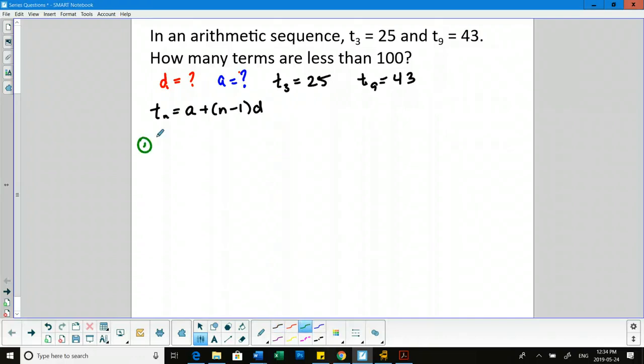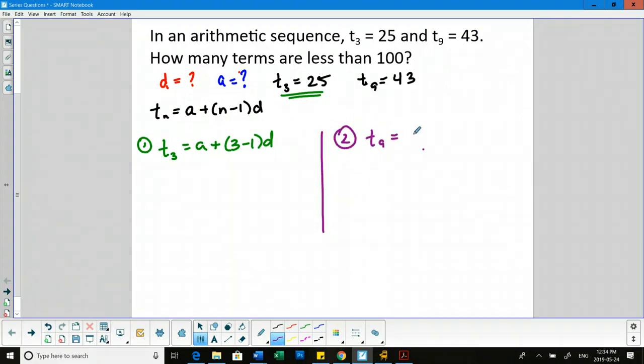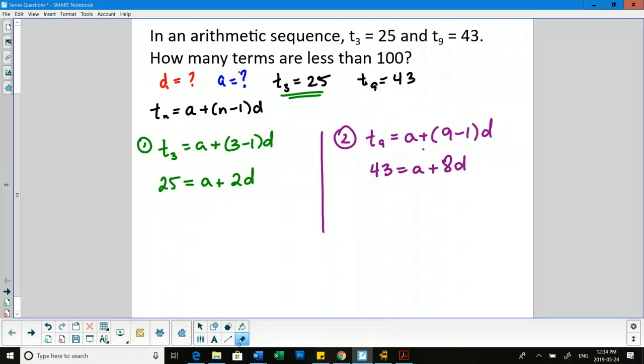So I'm going to set up a first equation using the information from term 3. That would be term 3 equals A plus, and because this n is plugged in as 3, this one will be plugged in as 3. Then I'm going to do the same thing for equation number 2 with term 9, plugging in 9 for my n's. And then I'm going to plug in the term values here. I know the value of term 3 is 25, and I can simplify that 3 minus 1 to 2. And I know term 9 is 43, and again, simplifying that 9 minus 1.